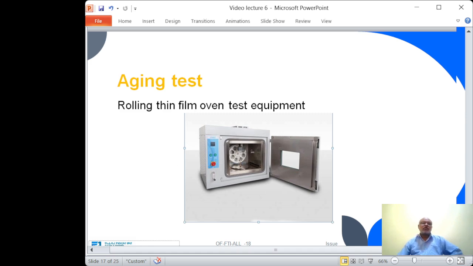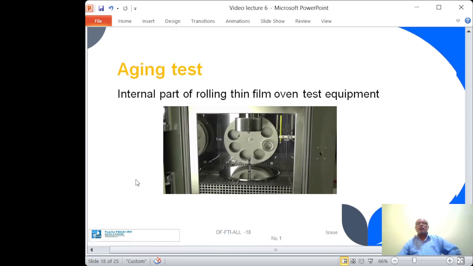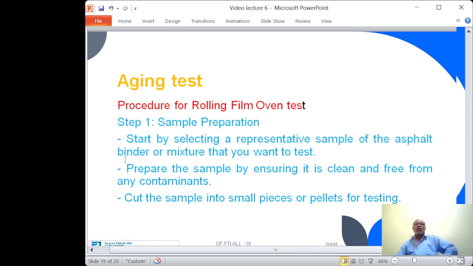Once the test is completed, the results are analyzed to determine the rutting resistance of the asphalt binder. This information is critical for engineers and contractors to select the right type of asphalt mix for the specified road construction project. Let us proceed to the procedure. The procedure for the rolling thin film oven test.